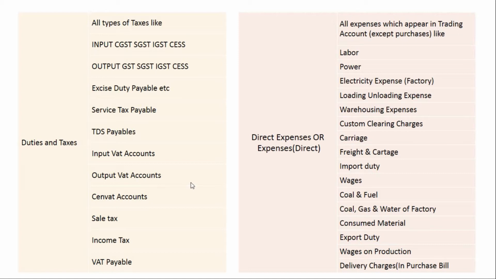Then direct expenses, or in Tally it is shown as expenses in bracket direct. All the expenses which appear in the trading account, that is labor, carriage, import duty, wages, coal and fuels, export duty, wages on production, will all come under direct expenses, except purchase account.